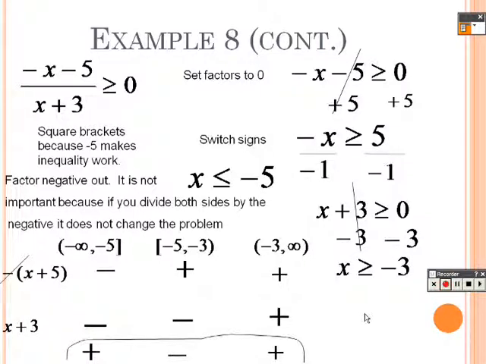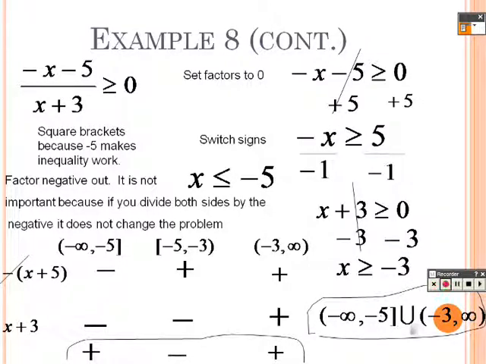So I get plus, minus, and plus, so I'm looking for wherever it's positive, which is on the outsides. And that's why I'm skipping over the middle in between them, and remember it includes negative 5 as an answer, because we know that if I plug in negative 5, it does equal 0.